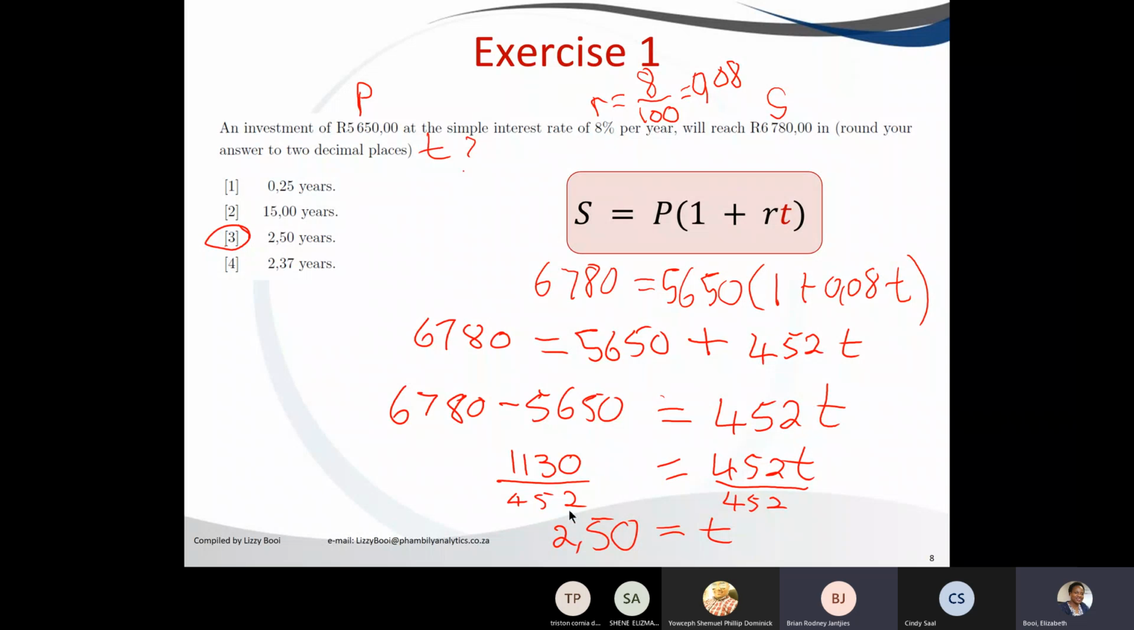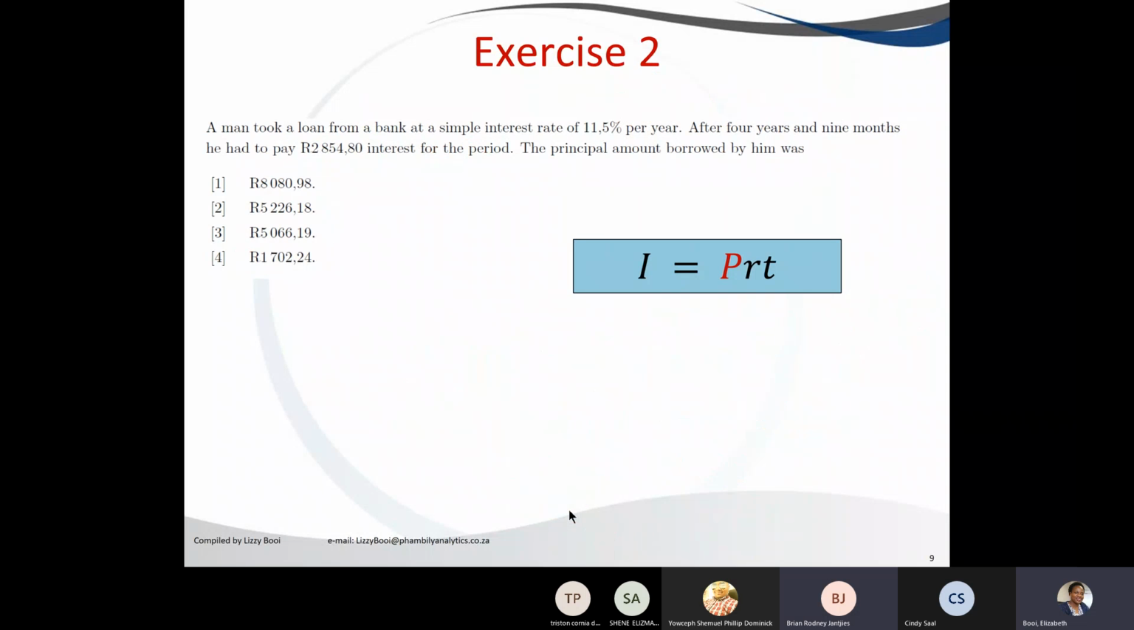So while we're still at that, the other question that you have is this one. It asks, a man took a loan from a bank at an interest rate of 11.5% per year. After 4 years and 9 months, he had to pay 2,854.80 interest for that period. What will be the principal amount borrowed by him?